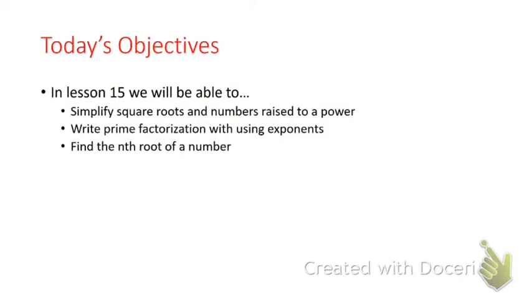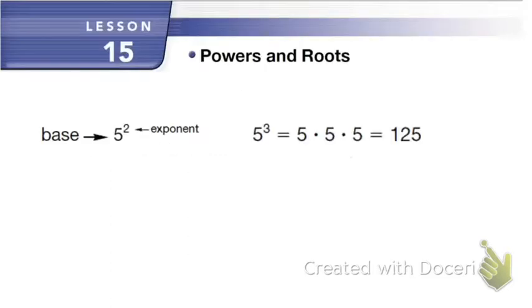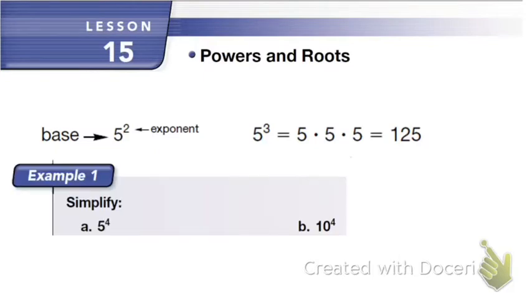Lesson 15, the objectives are to simplify square roots and numbers raised to a power, write the prime factorization using exponents, and then find the nth root of a number. Okay, whenever we're dealing with exponents, the big number is called the base, the small number is called the exponent. When we're dealing with exponents, this is when we're multiplying the number by itself that many times.